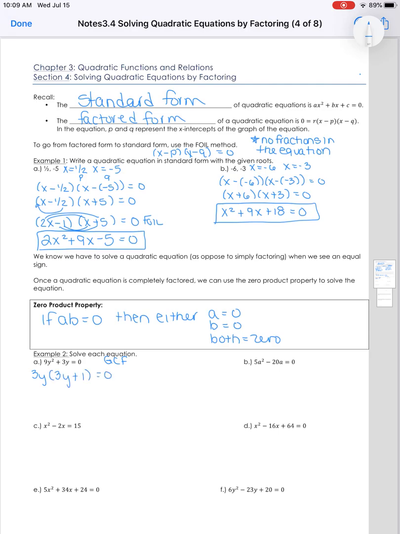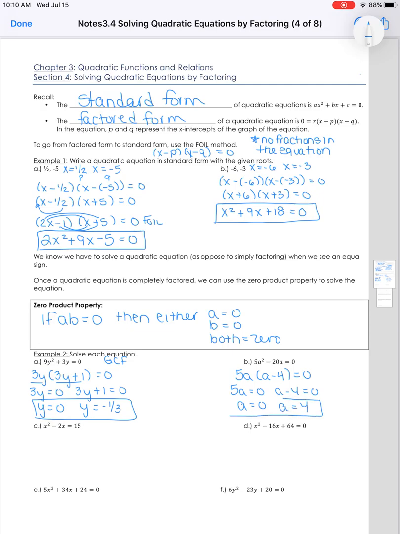Process-wise, let's see, the first one, we have 9y squared plus 3y equals 0. Well, this is a GCF situation. So I'm going to take out a 3y, which leaves a 3y plus 1 left over. And now what I'm going to do is take each part and set it equal to 0. So I get 0 for the first one, and -1/3 for the second one. And those are my two solutions for that.